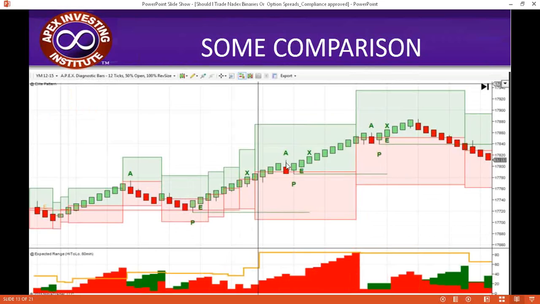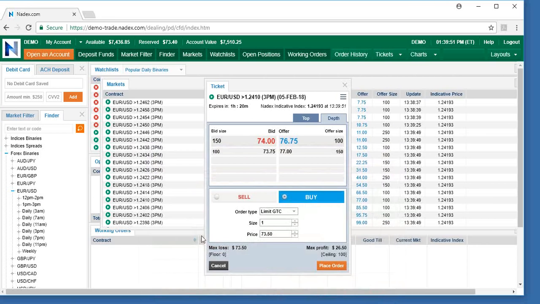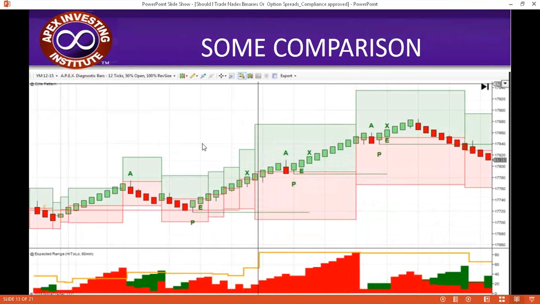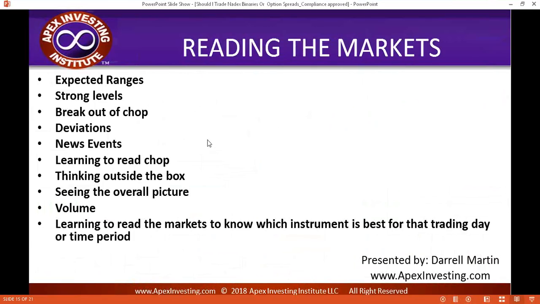Look at another example, like I showed you earlier, where the market was just barely moving, or we didn't expect a whole lot of movement. Just a few ticks of move could have made a binary profitable, but you only made a few dollars on a spread. So there are benefits of each and drawbacks to each, and it's all based on the market condition and your expectation of the market.